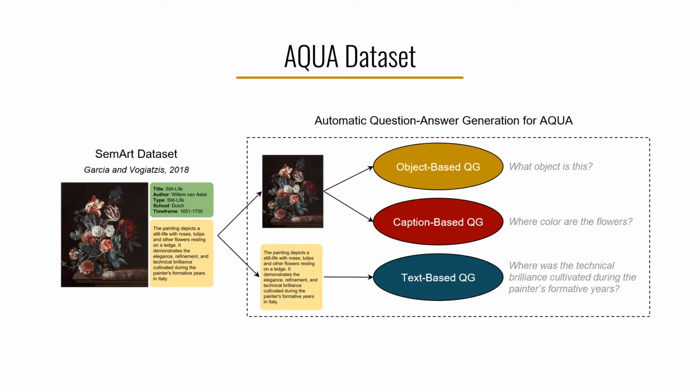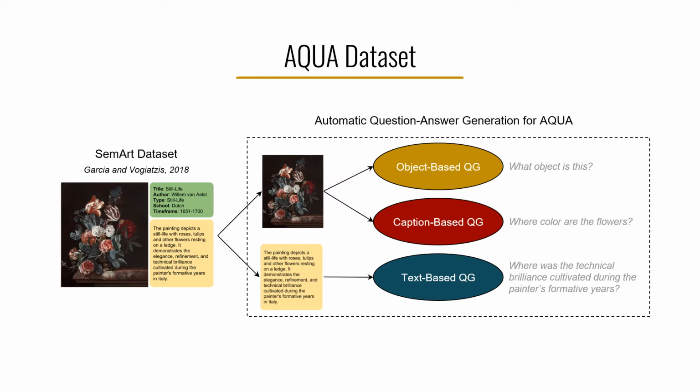To create a visual question answering dataset, we rely on the SEMA dataset, which contains around 20,000 images of paintings, each of them associated with an artistic comment, description, and some metadata. We transform this data into questions and answers for the AQUA dataset using state-of-the-art visual and textual question generation techniques.